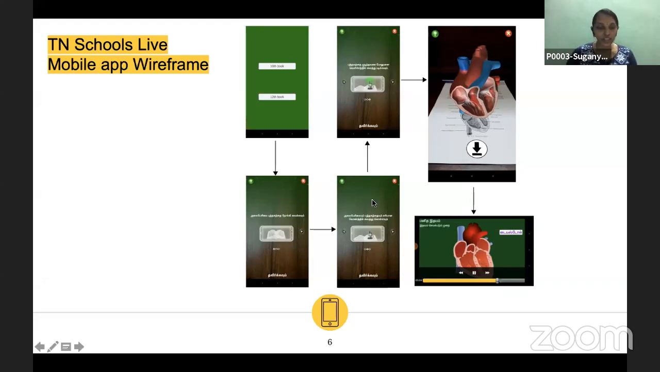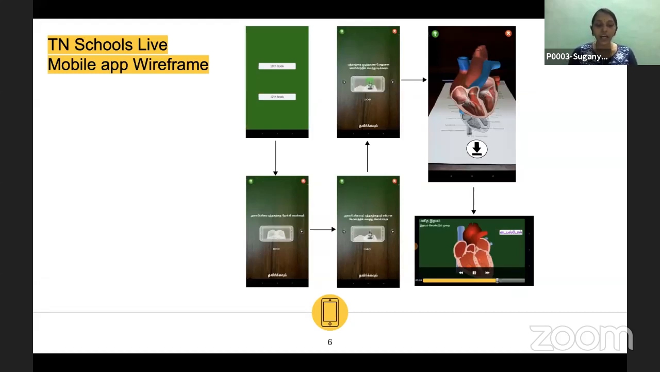The second instruction says keep your mobile and textbook in right position. And the final instruction says try to keep your textbook in good lighting. Once you go through the instruction and when you keep the textbook as instructed, this is how the 3D augmented reality object will appear on your mobile screen.